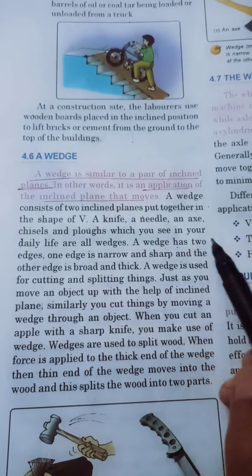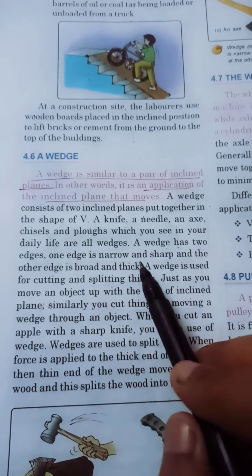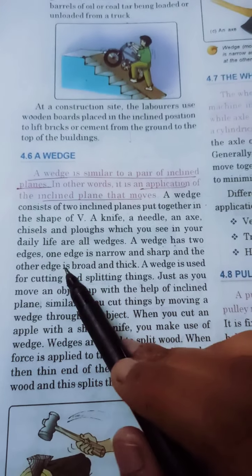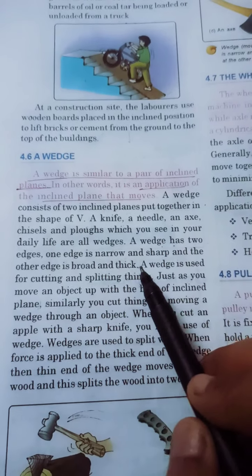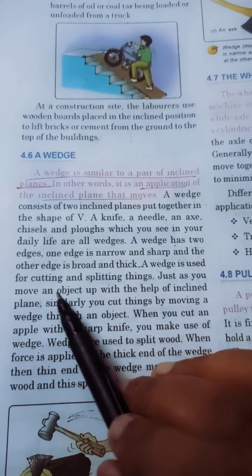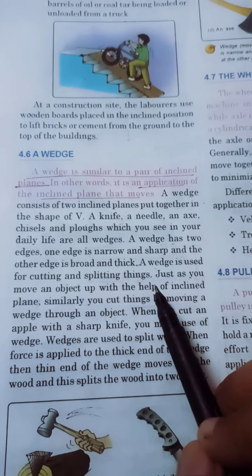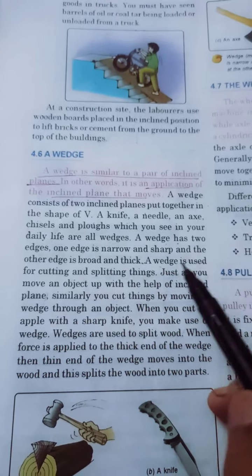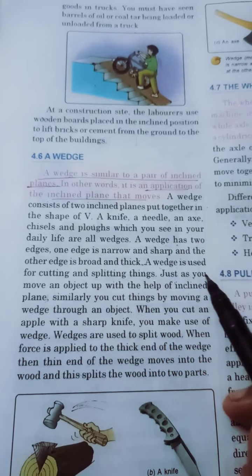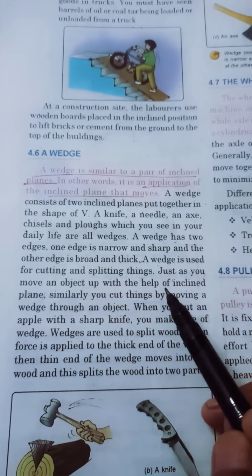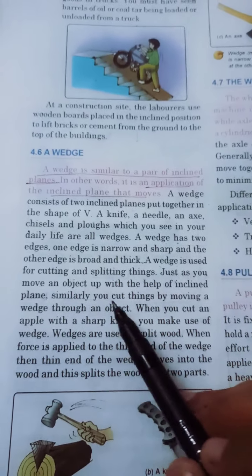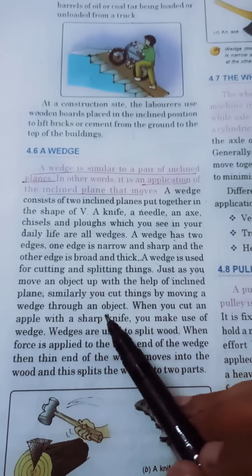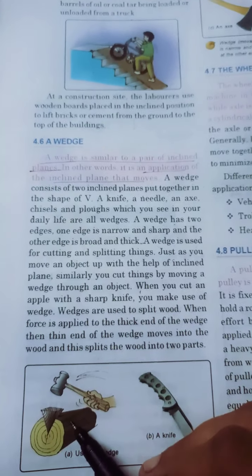A wedge has two edges. One edge is narrow and sharp, and the other edge is broad and thick. A wedge is used for cutting and splitting things. Using a wedge we cut and split things. Just as you move an object up with the help of an inclined plane, similarly you cut things by moving a wedge through an object. This is how they are cutting it.